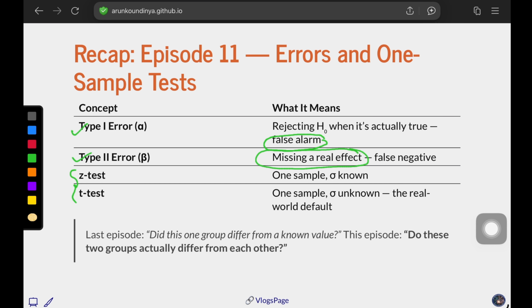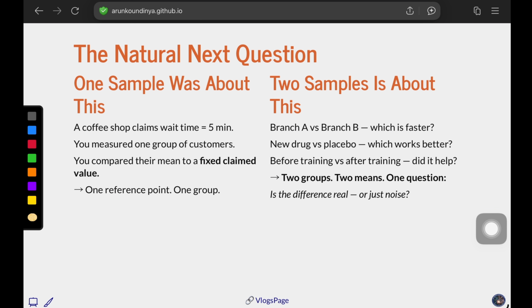Now, what happens if there are two groups and we want to compare those two groups? That's where the two samples come into the picture. Let's see natural examples comparing one sample and two samples. A coffee shop claims the wait time is approximately 5 minutes. You measure one group of customers and compare their mean to a fixed claim value: one reference point and one group. Simple. Then you use a one sample test.